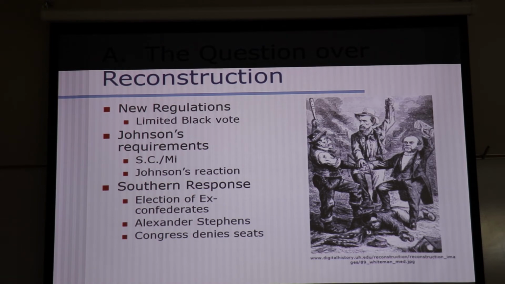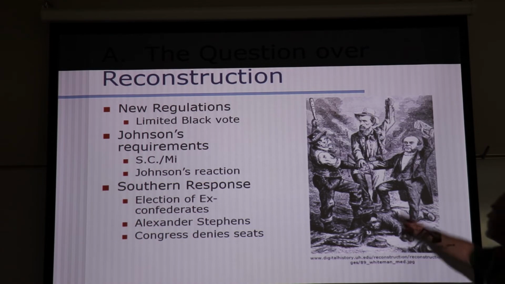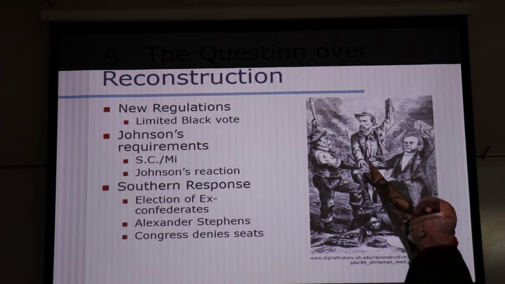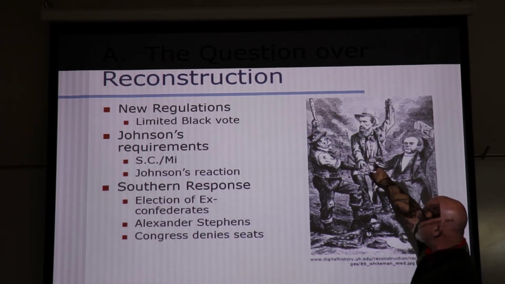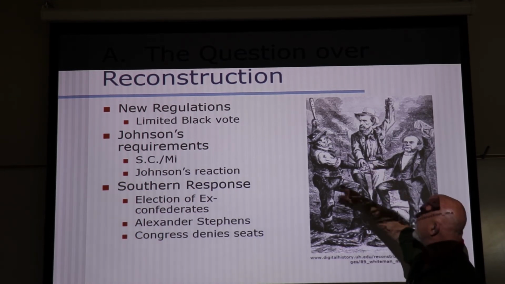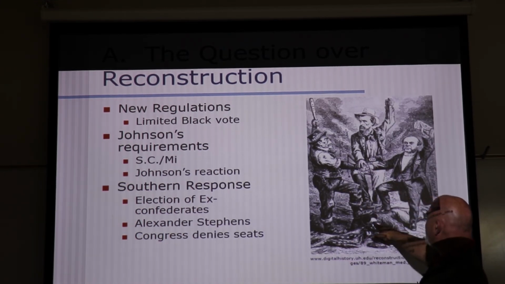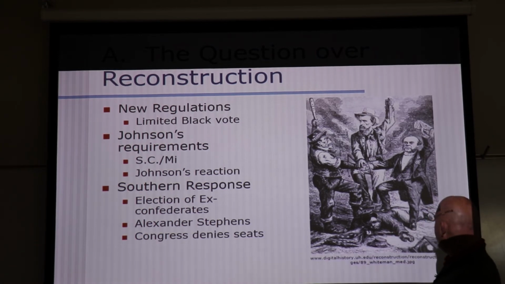Also, there were 4 Confederate generals, 8 Confederate cabinet members, and a host of lesser rebels, all had won positions. And basically, when they get up to Washington, D.C., Congress totally denies them seats. Here you see in the political cartoon, that's supposed to be Johnson. That's Confederate States of America on his belt buckle, and that's an Irishman. And they're all trampling on the newly freed man.